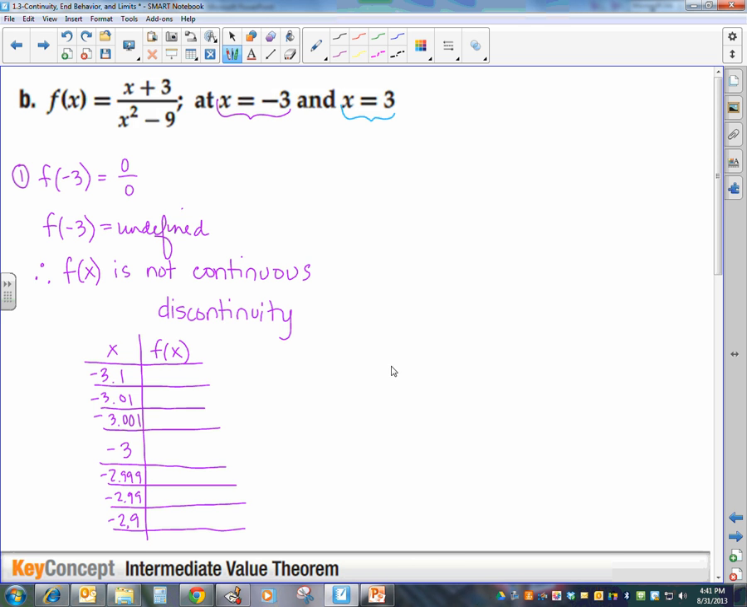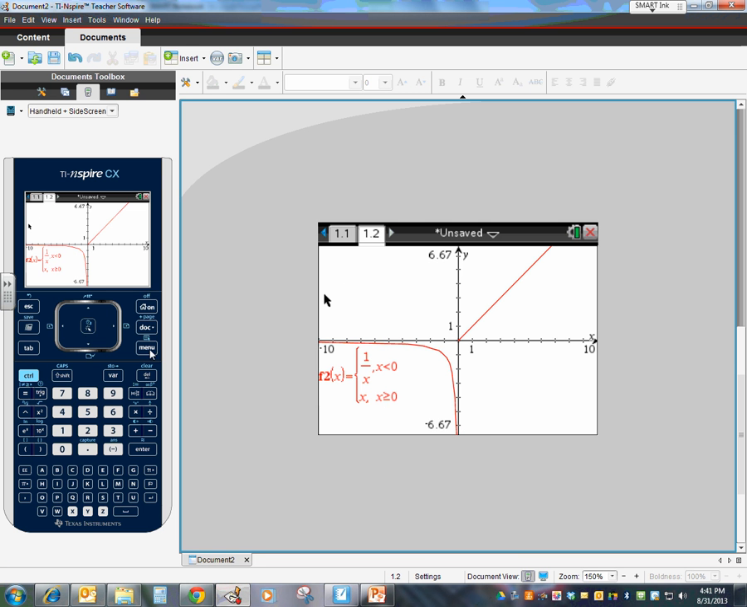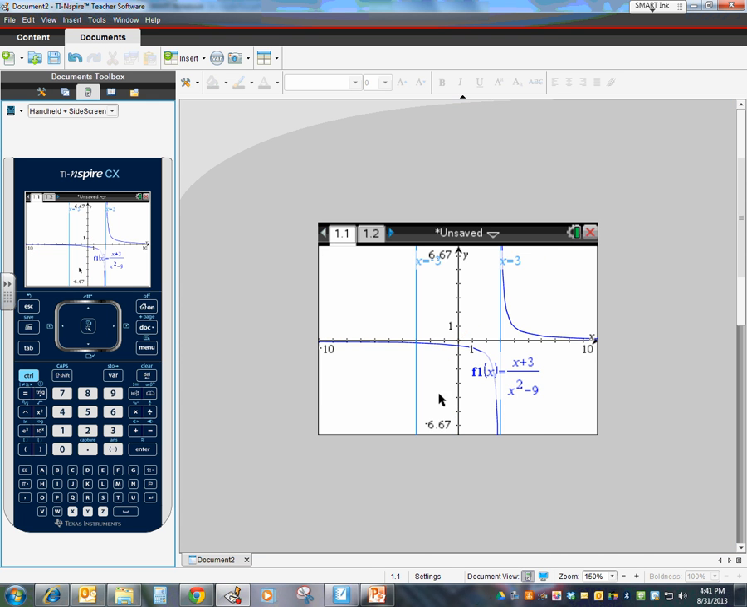Okay, so I am going to go put those into my calculator, and I think I've actually already done it, so we can look at it. When you have more than one page in your TI Inspire, you can hit Control and the left arrow to go between the pages. So here is my function, and I was looking at the graph, and here is my x equal to negative 3, that vertical line. So I'm looking to see if the graph is continuous at that point.